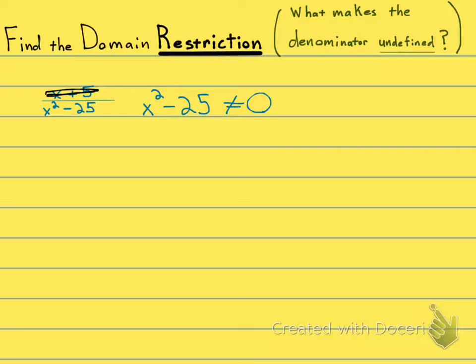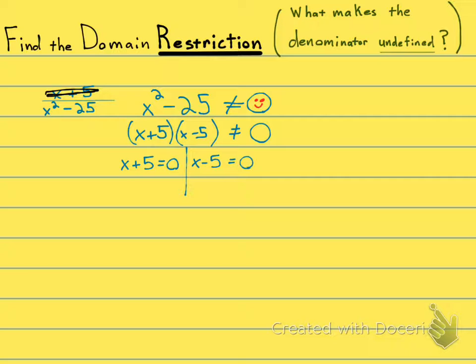What's the first step in solving a quadratic equation? I'll give you a hint. Set it equal to 0. Done. Second step in solving a quadratic equation: factor completely. When I factor the difference of two squares, I'm going to get x plus 5, x minus 5. And the next step is to set all of your factors equal to 0. x plus 5 equals 0. x minus 5 equals 0.